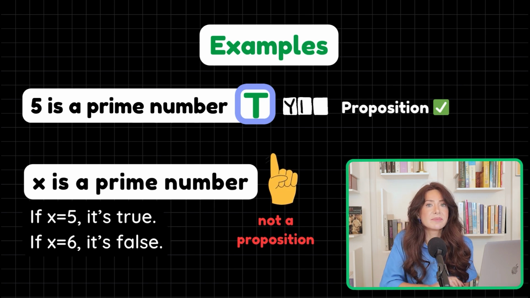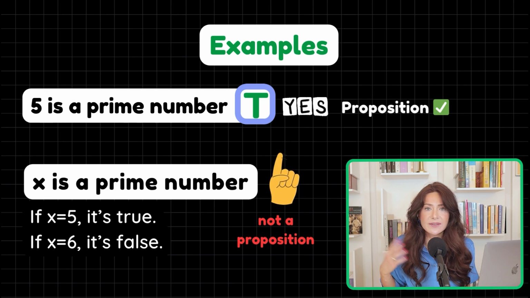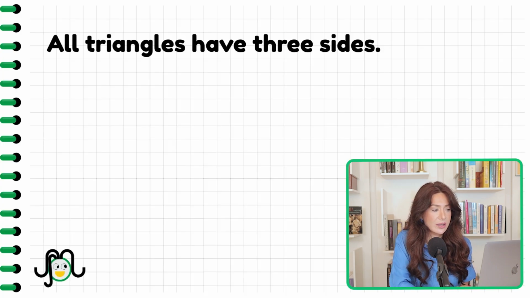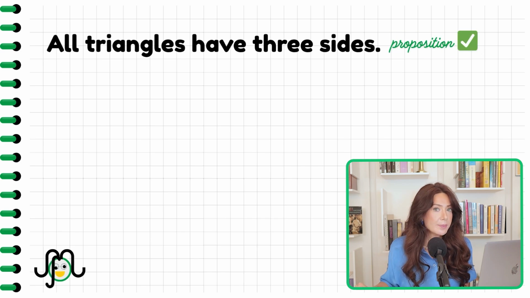Let's go over some sentences. This is a little bit of a quiz if you have a grasp of what we've talked about thus far. So, categorize the following sentences. All triangles have 3 sides. Okay, this sentence is a proposition. Even if I said all triangles have 4 sides, it would still be a proposition because it's either true or false.